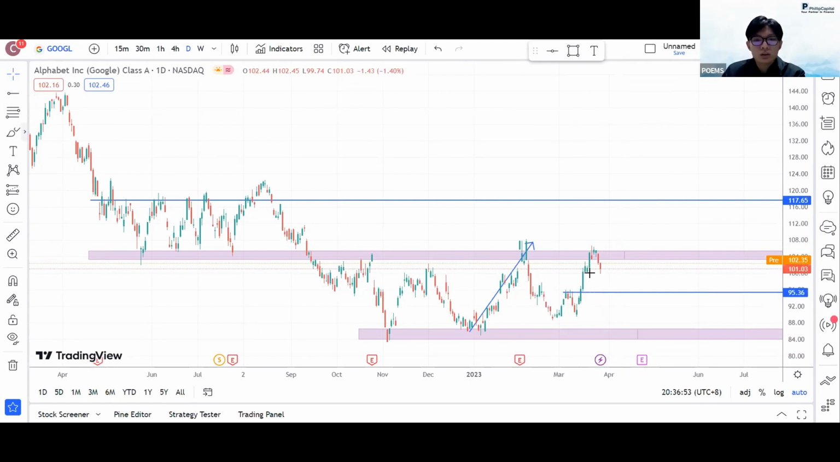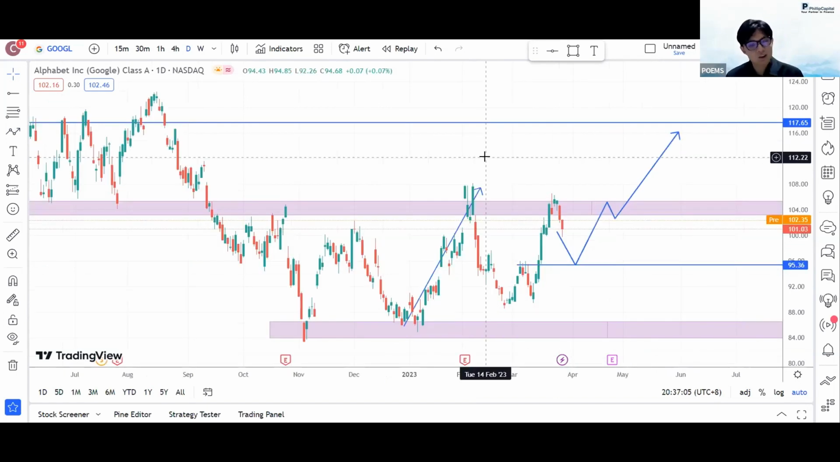Hang on, let me just draw. Okay, 95. Test 105 again, and subsequently continue this movement. All right, so anything to go towards the bearish side, short term wise, yes. Okay, long term, I think it's best to just wait for the bullish movement to come.